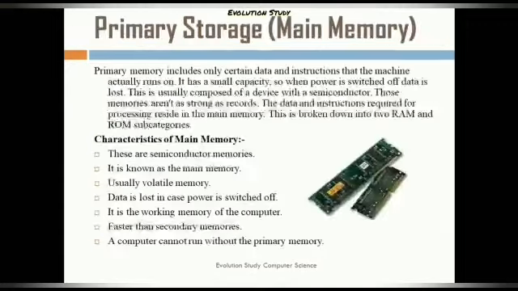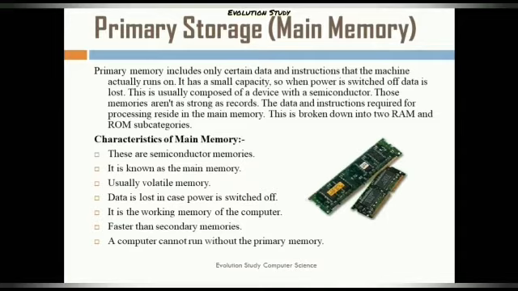Now the primary storage or the main memory. Primary memory includes only certain data and instructions that the machine actually runs on. It has a small capacity, and when the power is switched off, the data is lost. This is usually composed of a device with a semiconductor. Those memories aren't as strong as the secondary memories. The data and the instructions required for processing reside in the main memory. This is broken down into two subcategories, RAM and ROM.